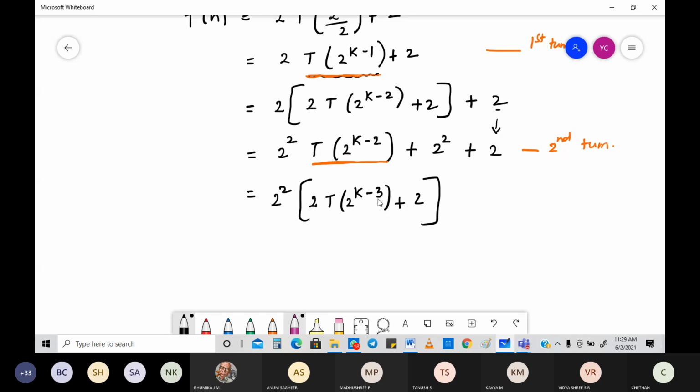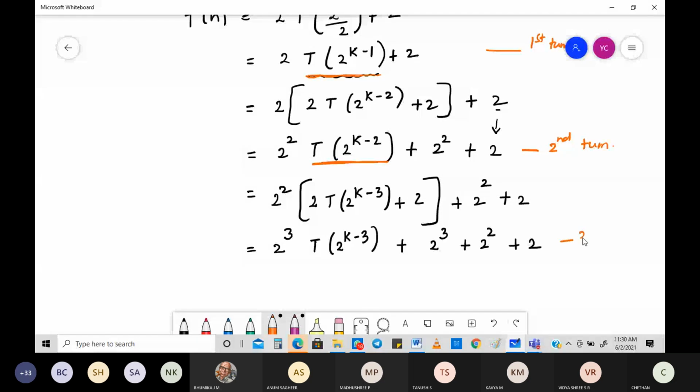What is that? 2 square plus... not just 2 square, be careful here. Is it only 2 square? Yes, only 2 square. 2 square plus 2. So if I simplify this, what is going to happen? This will become 2 cube, t of 2k minus 3, plus 2 square into 2. Be careful there, it is nothing but 2 cube plus 2 square plus 2. This is with regard to the third term. Now we have figured out till the third term.